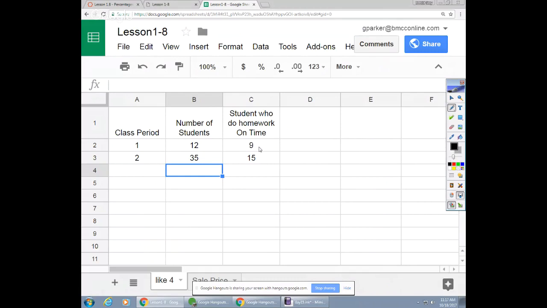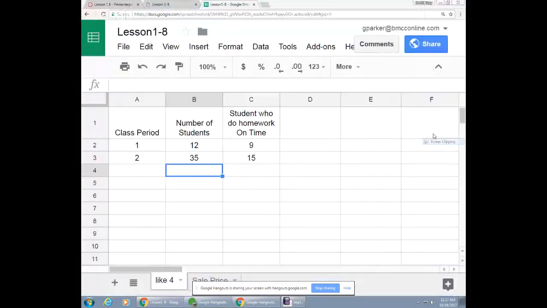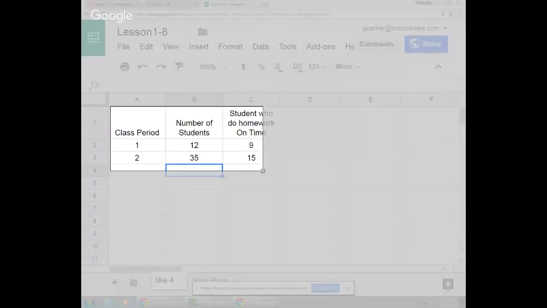So at first glance, in my first class, there's only 9 that do their homework on time. There's 15 in the second class. So it looks like there's more students in the second class that do their homework on time. However, if we think percentages, we might get a slightly different view of this situation. So let's put this on a piece of paper so we can play with it.